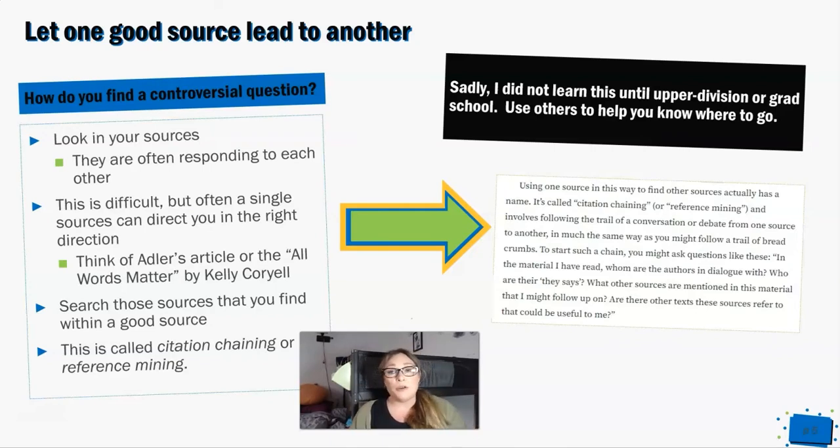So this is difficult, but often a single source can help you find all the different sources that you need. I was writing a paper in graduate school and I found one piece on post-colonial interpretations of Nathaniel Hawthorne, and I was able to write my whole paper because I could then look at those resources and apply it to a different text. Search those sources that you find good within the other source. This is called citation mining or reference mining. And I put a little quote here explaining how that works, okay?